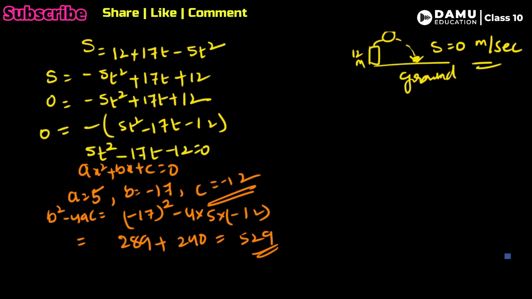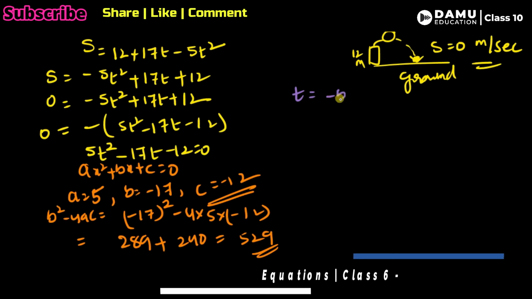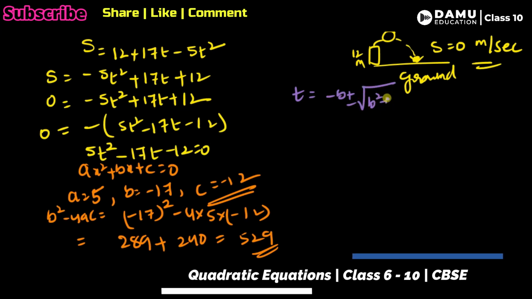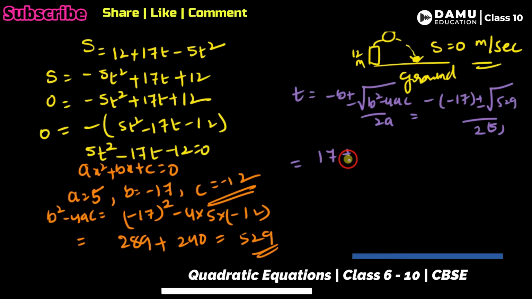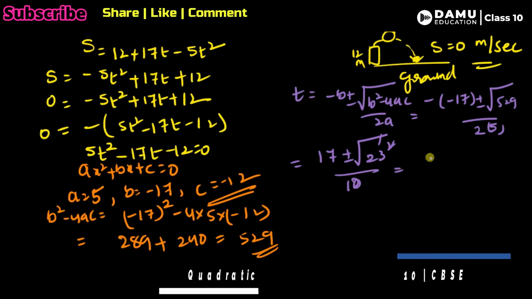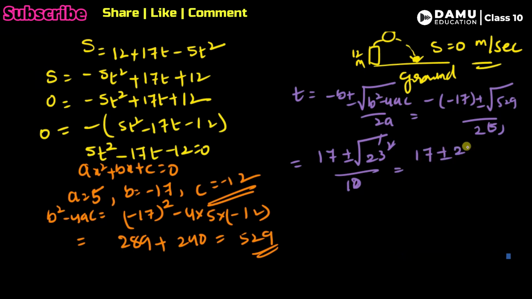Then what is the actual one? The t will be equal to the solutions for this. T will be equal to minus b plus or minus square root of b square minus 4ac by 2a. So minus b, b is nothing but minus 17, so minus of minus 17, plus or minus square root of 529, by 2 into a, a is nothing but 5. So 2 5s are 10. So 17 plus or minus square root of 529, we will get it as 23, since 529 is 23 whole square. Square root we are going to cancel. Then what value will we get? 10. So 17 plus or minus 23 by 10.